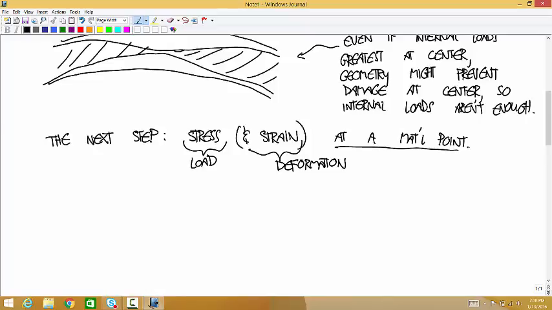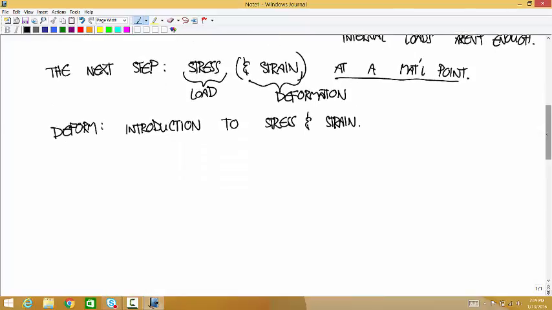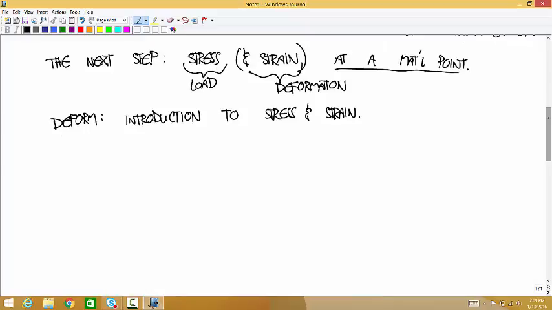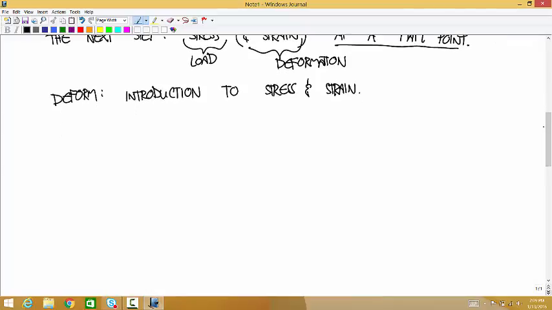Okay, so the idea of this deform is really just an introduction to stress and strain. So let me give you sort of a layout of kind of how deform fits into mechanics.